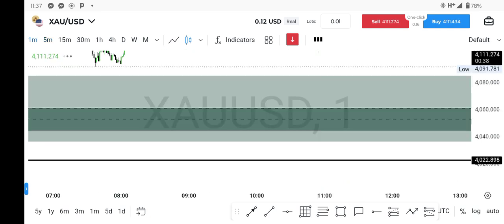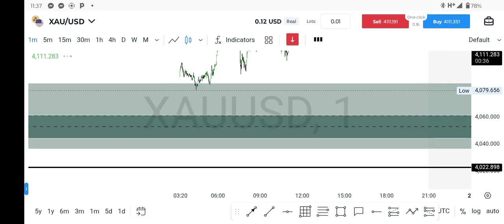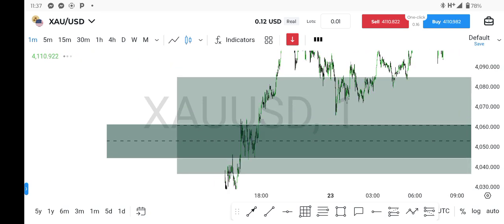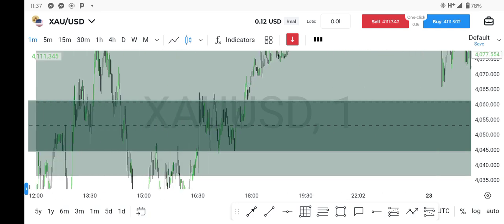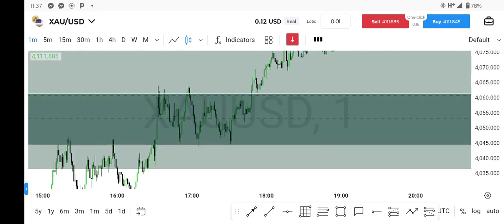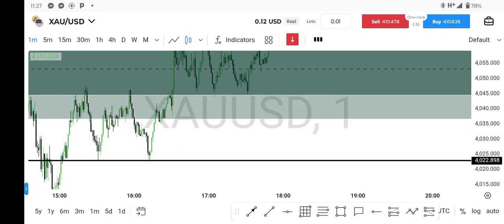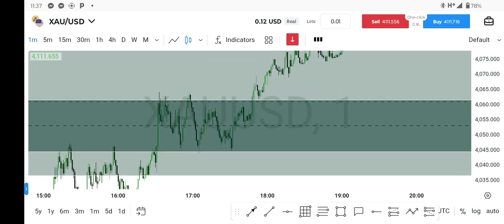So you go to the 1 minute time frame. Then you see these candles. So it can reach out here, it can reverse here, it can reverse here.